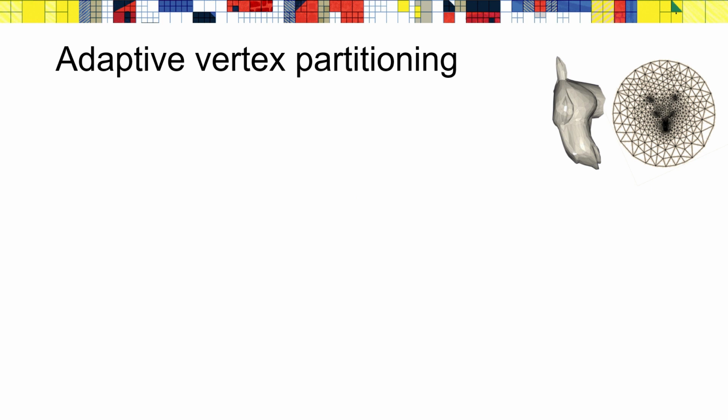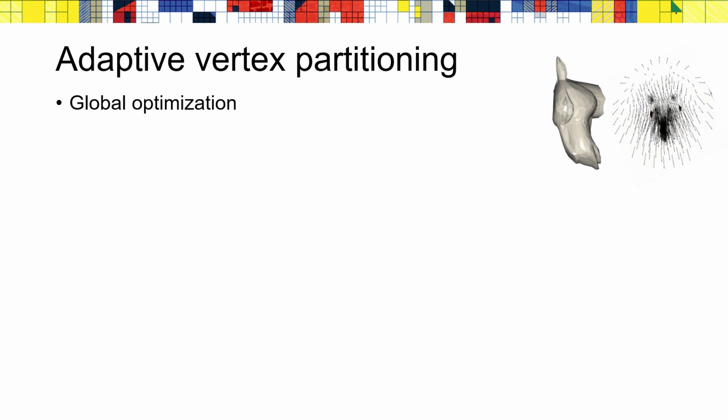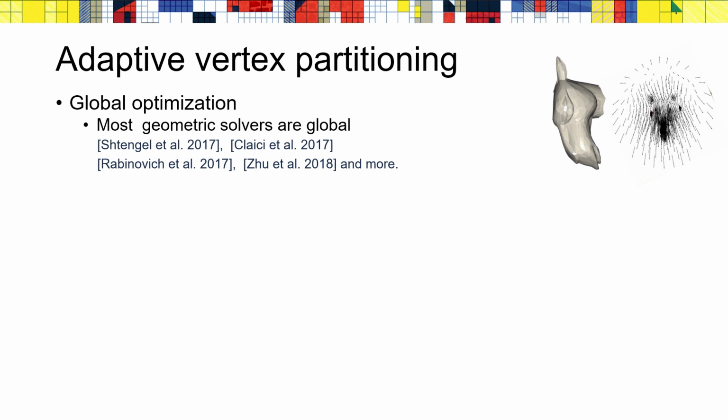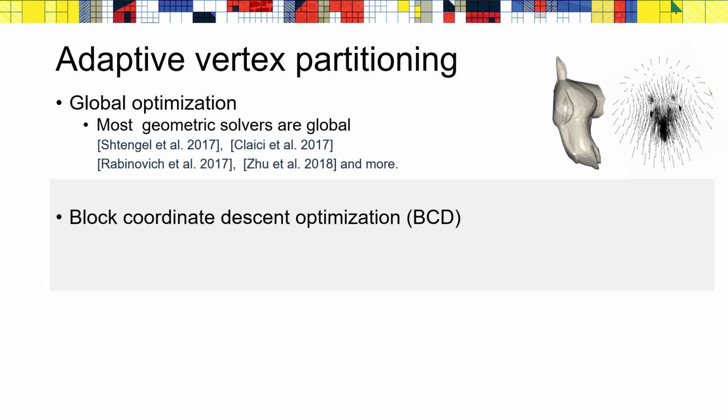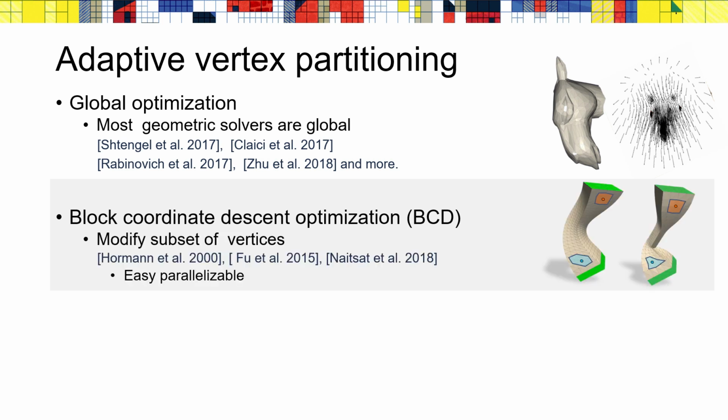Now let's talk about adaptive vertex partitioning. The vast majority of existing geometric solvers are global methods. Those methods update the entire set of target coordinates simultaneously. Among the few purely local methods are block coordinate descent (BCD) strategies with small constant blocks. BCD methods are easily parallelizable, but unlike in global methods, in BCD it may take more time for geometric information to propagate from one part of the shape to another.